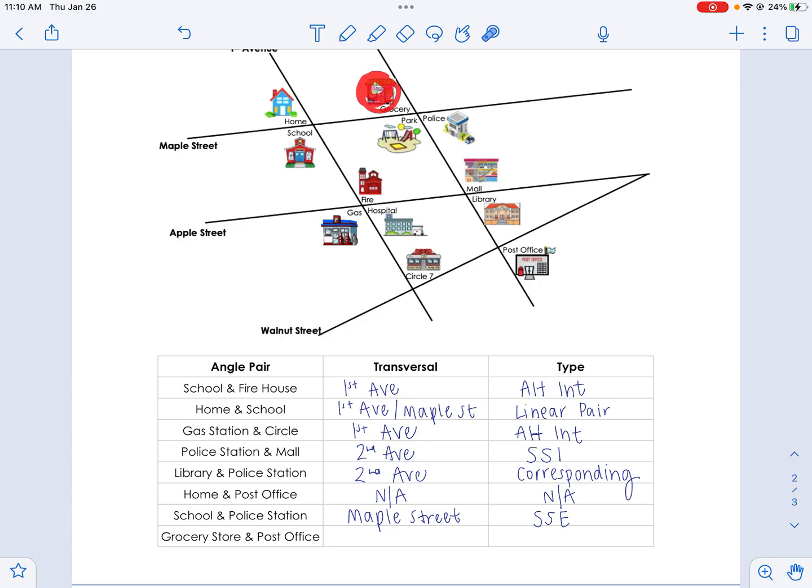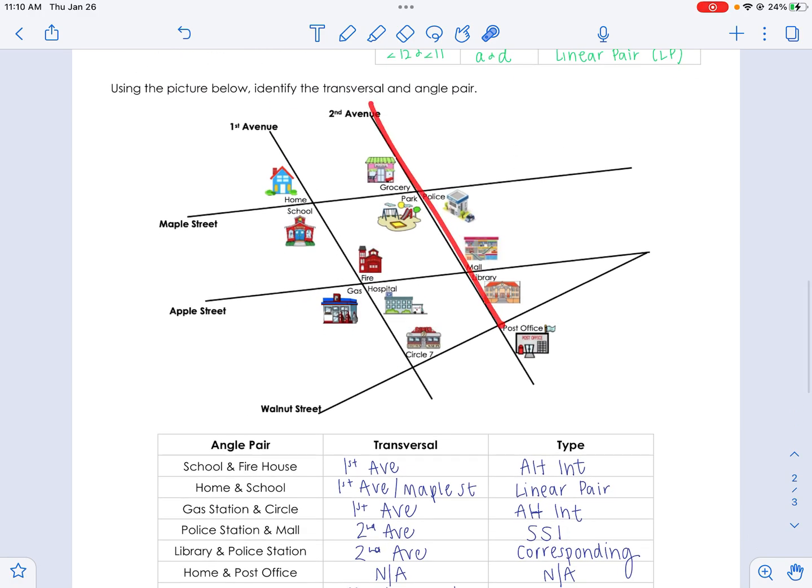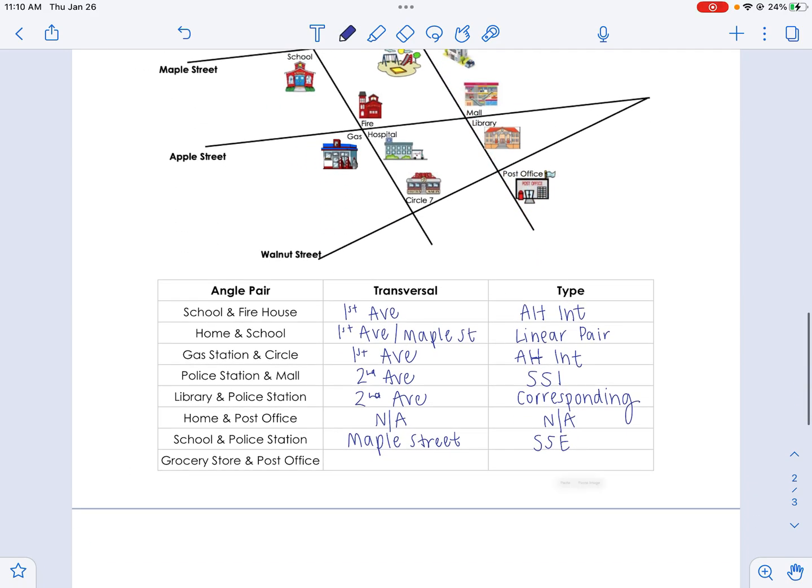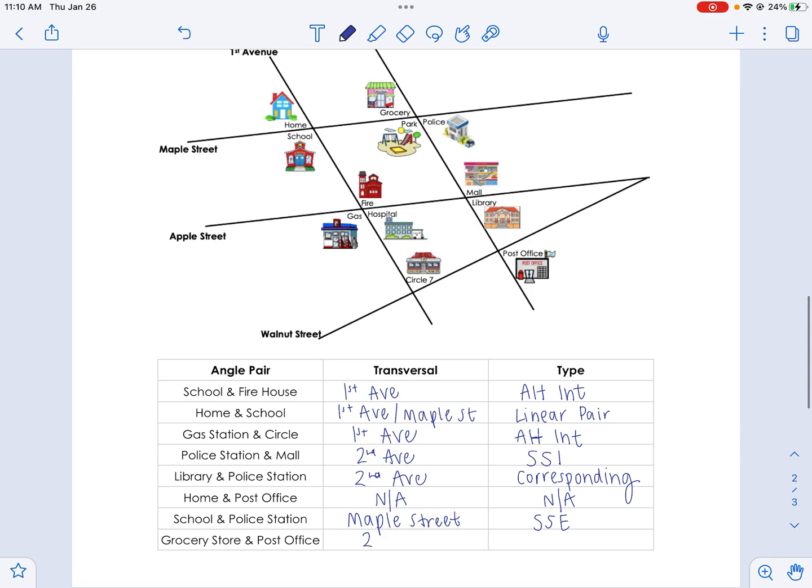And then for that last one, hopefully you were able to figure this one out. The grocery store and the post office, your transversal, that road would once again be 2nd Avenue. For the grocery store and the post office, and they're on the edge of town, that's the exterior, alternate sides. So 2nd Avenue, and that would be alternate exterior.